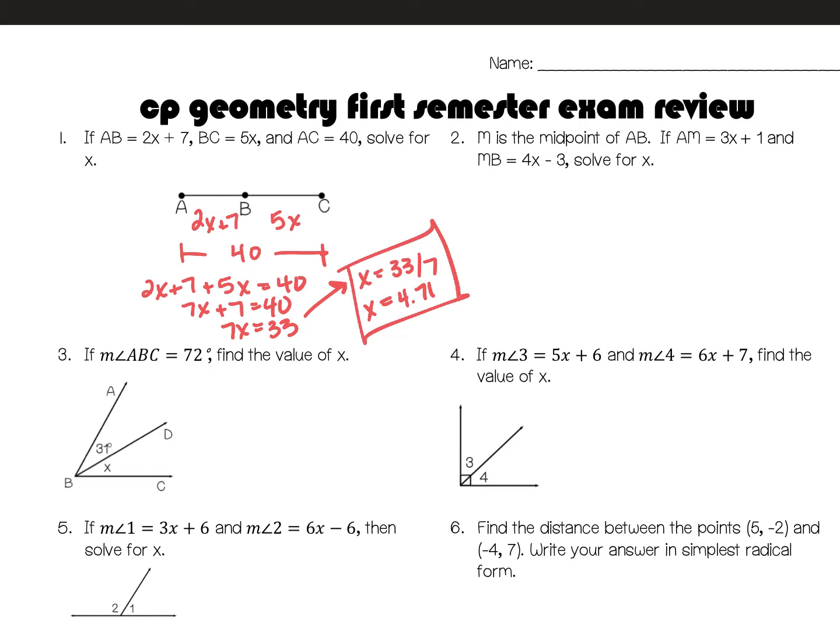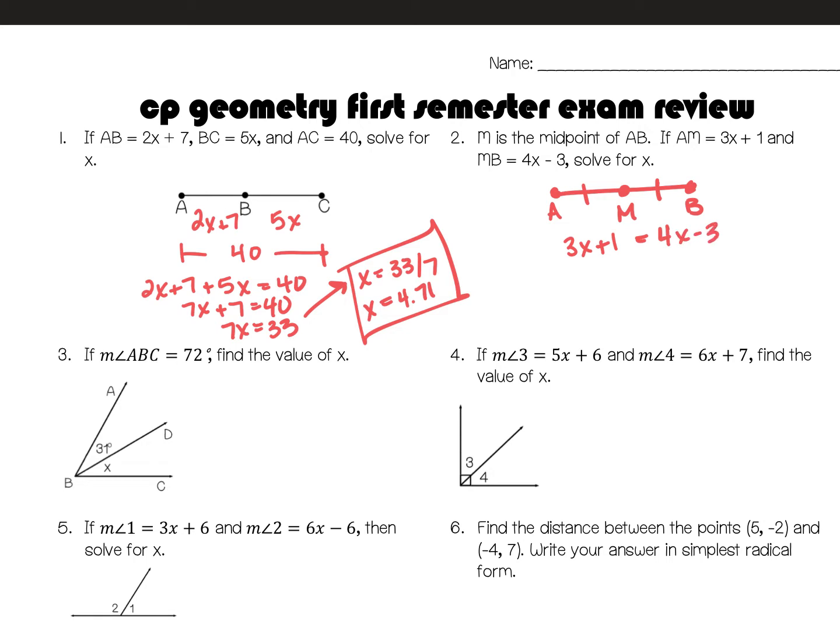For the next one, M is the midpoint of AB. So here's our segment with endpoints AB. M is right in the middle. So if M is in the middle, it cuts the segment into two congruent parts. And therefore AM, which is 3x plus 1, would be equal to MB. And we would just solve for x.